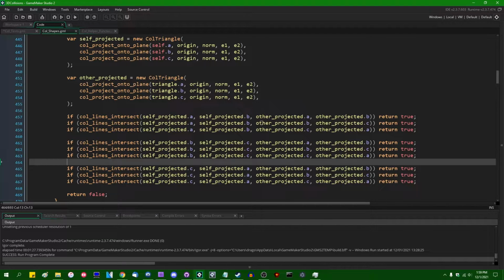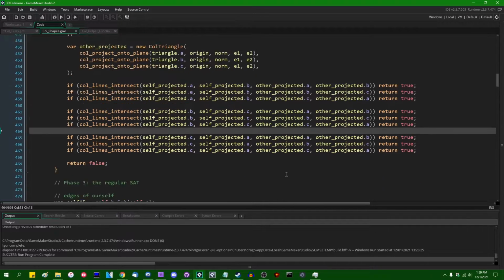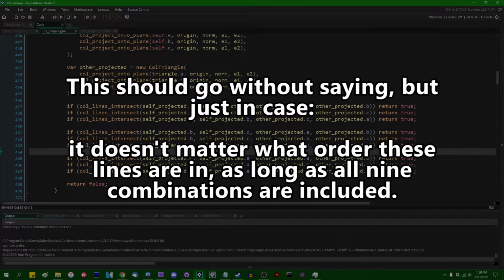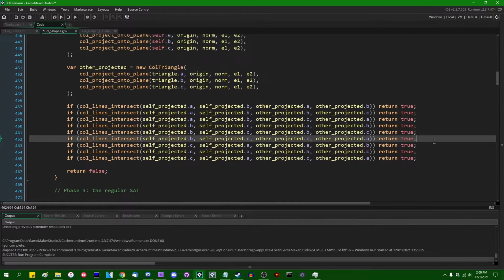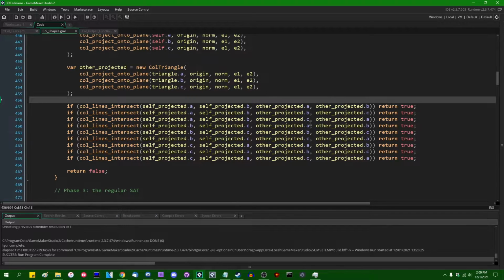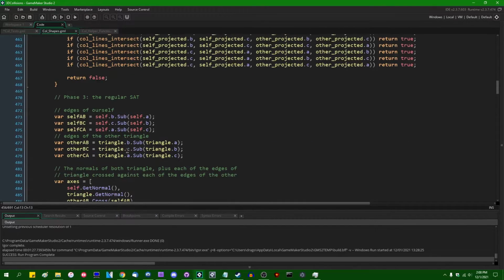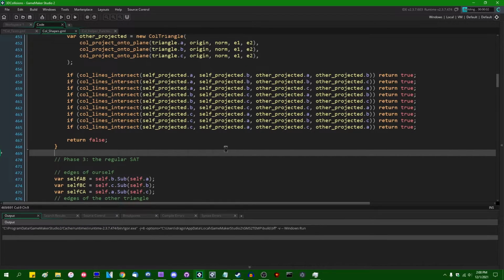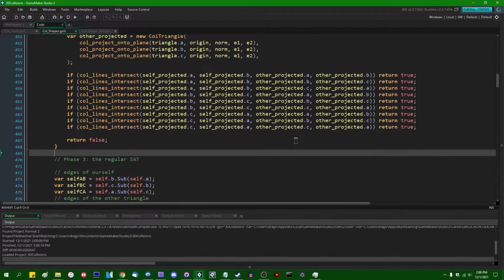So again, if you want to do a sanity check: A, B, A, B, A, B, B, C, B, C, B, C, C, A, C, A, C, A on the first line segment, and AB, BC, CA, AB, BC, CA, AB, BC, CA on the second line segment. And if none of these nine functions return true, then we can prove that these two triangles do not intersect. So I'm going to run this hopefully for the last time.